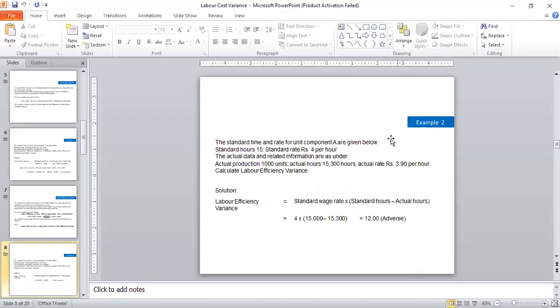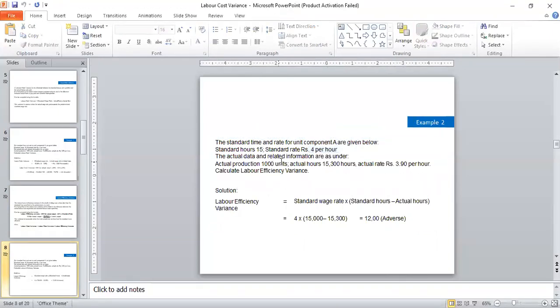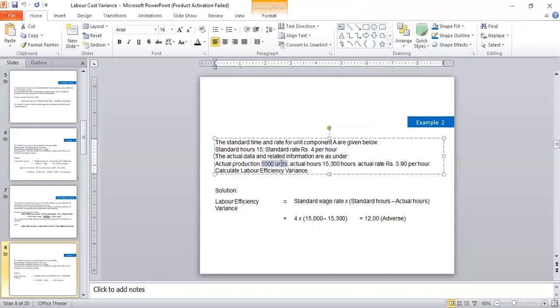Now we will take the next example to calculate the labor efficiency variance. The standard time and rate for unit component A are given below. Standard hours for one unit is 15 and standard rate is rupees 4 per hour. The actual data and related information is as under: actual production again is 1000 units, actual hours 15,300 hours. Actual rate is rupees 3.90 per hour.